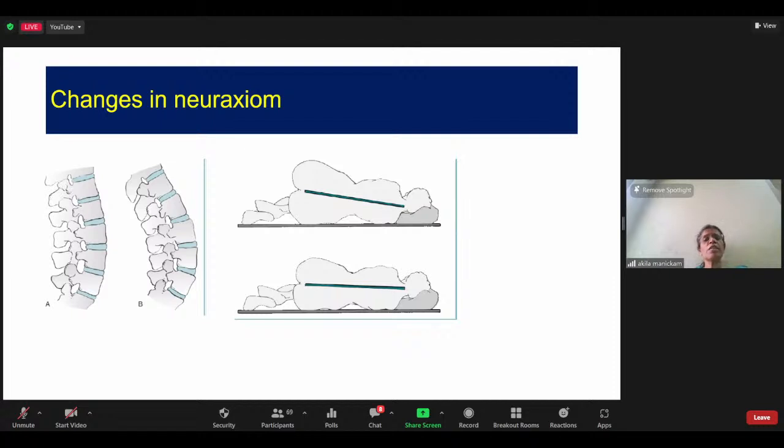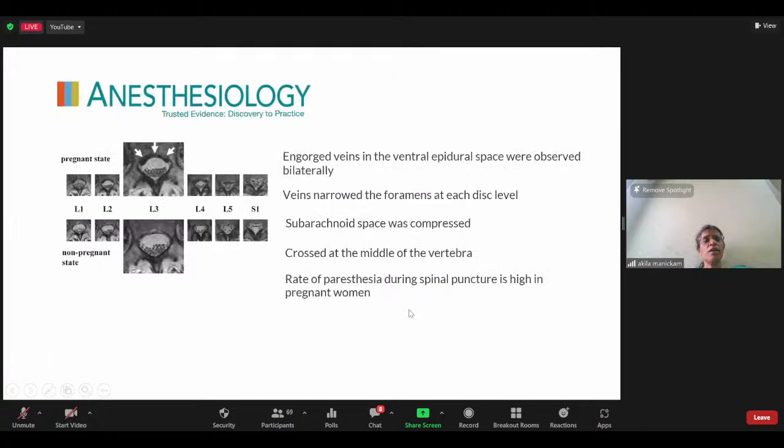And when you give a spinal blockade in the lateral position, because of the widening of the pelvis, if you do not adjust the table, there will be more cephalad spread of the drug.